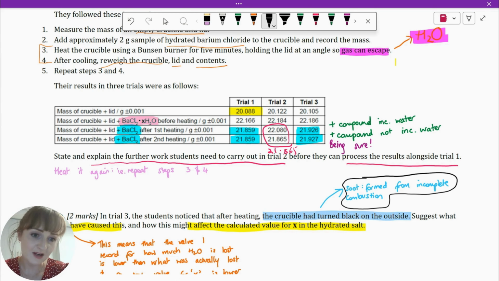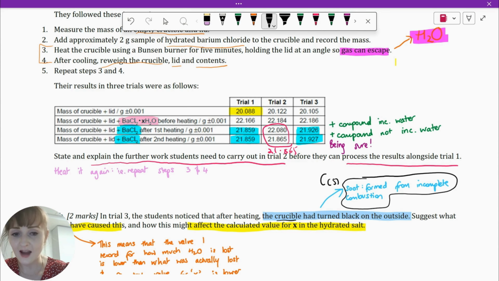So a reminder that incomplete combustion occurs when oxygen is a limiting reactant, and instead of forming CO2 and water, you form either CO and water or C and water. C as a solid, pure carbon, that's soot. And that soot is the black that is formed on the bottom of this crucible.